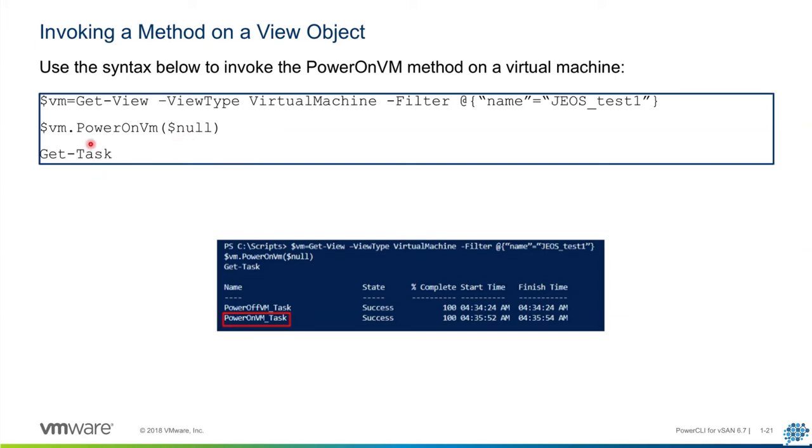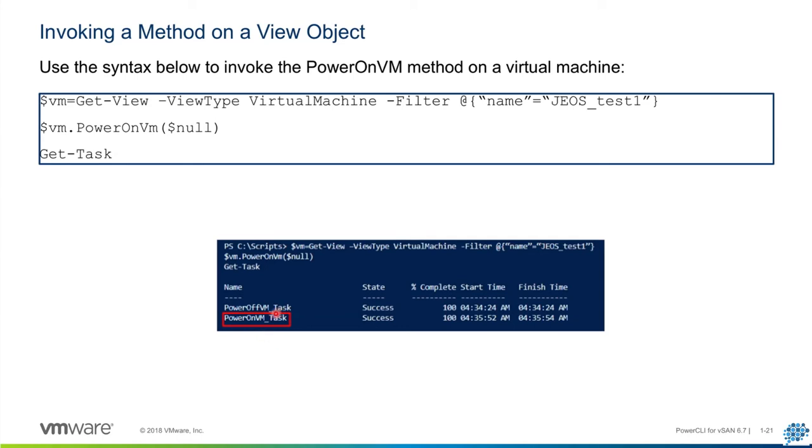So here I'm invoking the method PowerOnVM on the view object, and basically it also requires an argument. This is called an argument, which comes under the small brackets, and here the argument is nothing but null, which means it does not require an argument to power on the VM. Once I run this command, I will use Get-Task to see whether the task has been generated or not.